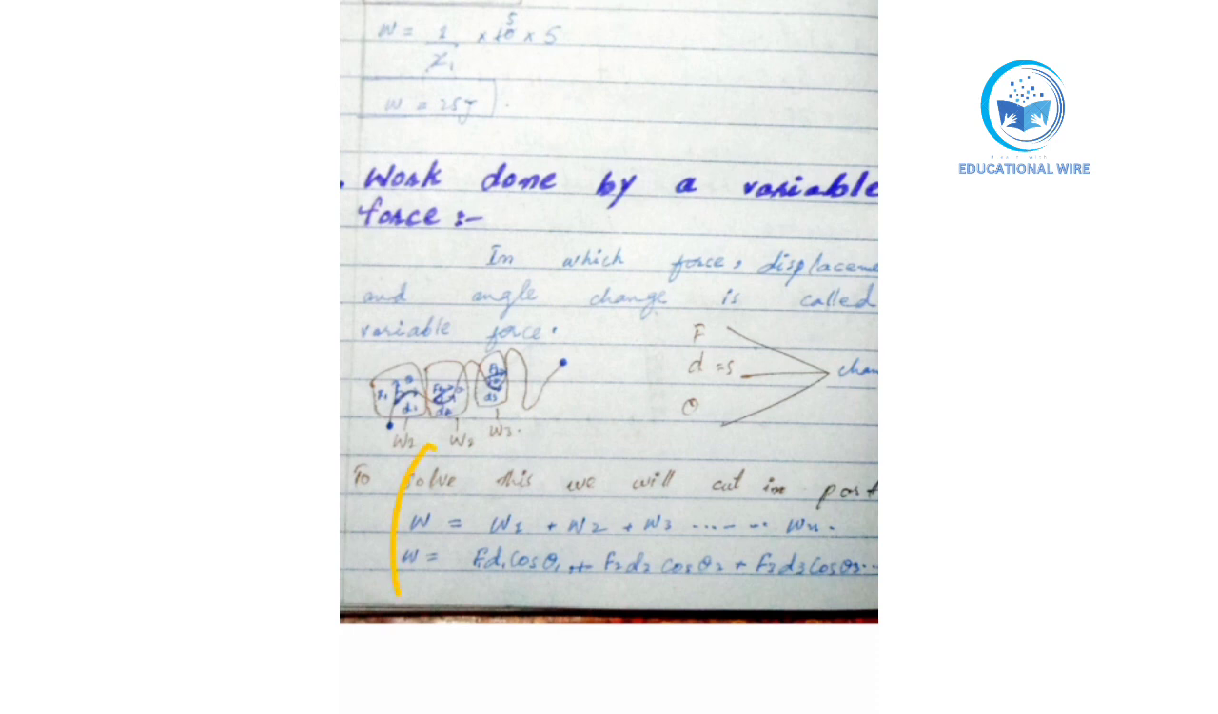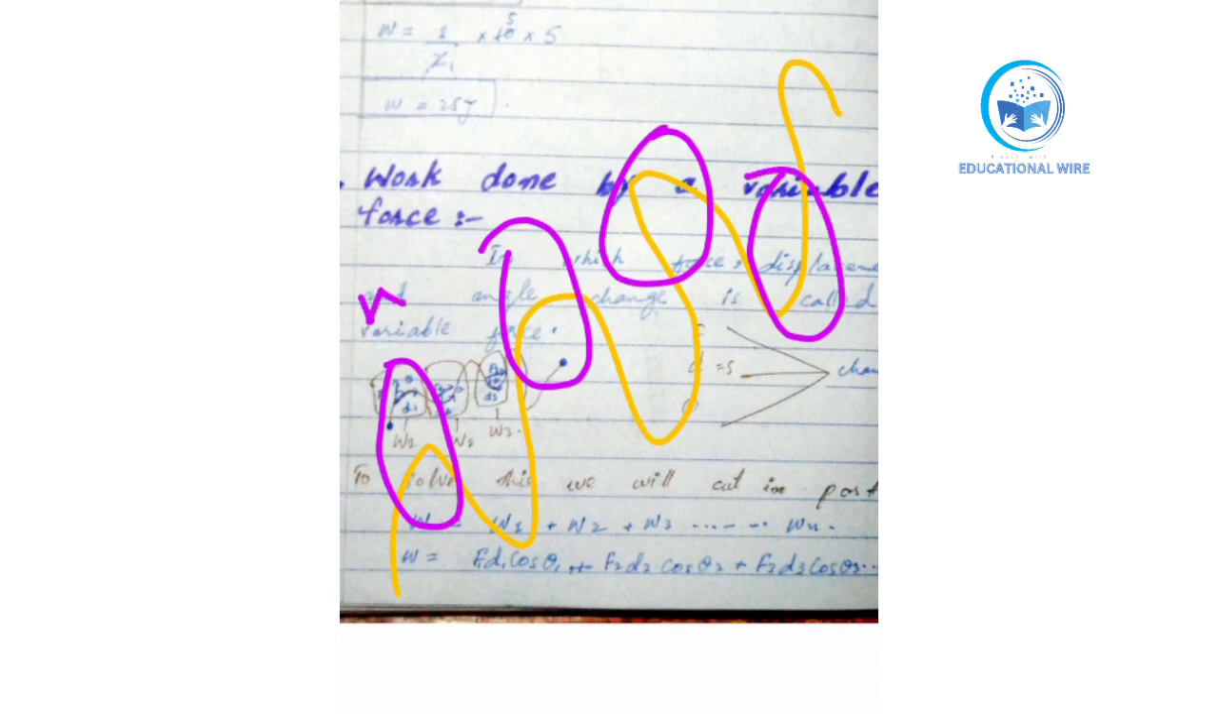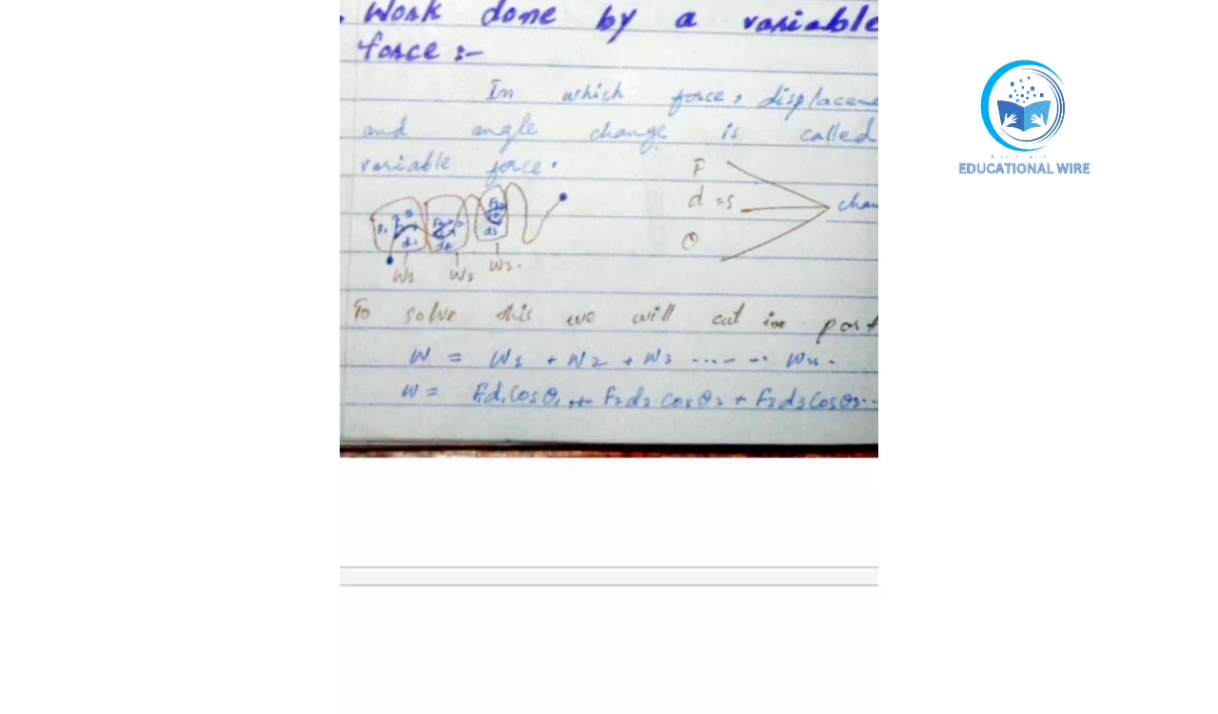There's one more solution. If I make this one now, for the variable force, what you have to do is cut it into parts, like 1, 2, 3 and 4. You should give a name to them, W1, W2, W3, and so on. Now let's move to the mathematical side. How can we add all this and calculate?